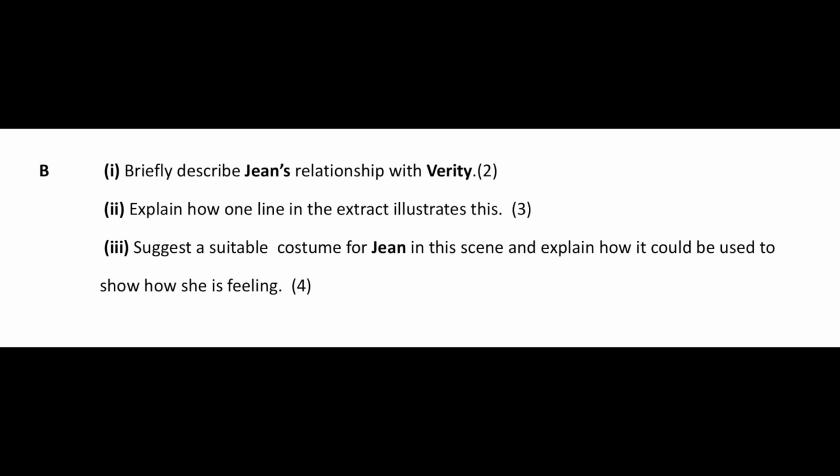So on these particular ones, it says, briefly describe Jean's relationship with Verity. That's 2 marks. The second one is explain how 1 line in the extract illustrates this. That's 3 marks. And then 3, suggest a suitable costume for Jean in this scene and explain how it could be used to show how she is feeling. My temptation would be, on the briefly describe question, if I hadn't read the other questions, I'm probably going to say it's like this, because if you look at this line, it says... well, I don't need to do that because I know I'm doing that in my second question.